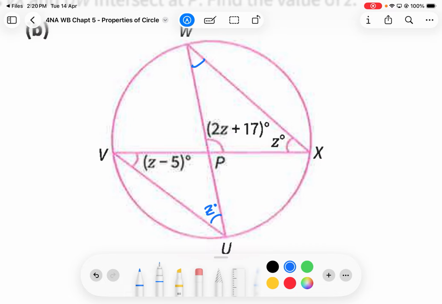Then I can form the equation Z minus 5 plus Z plus 2Z plus 17 equals to 180, because the three angles of a triangle. Z plus 2Z plus Z altogether 4Z. 17 minus 5, 12 equals to 180. Then make Z the subject.